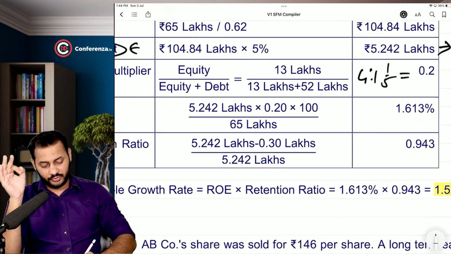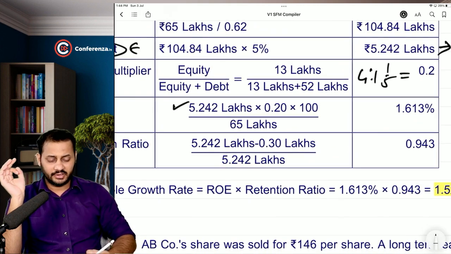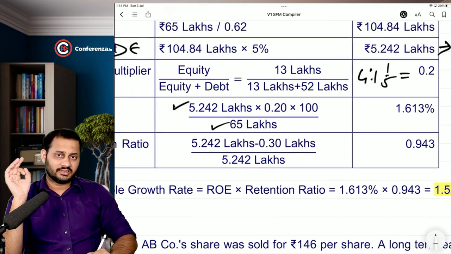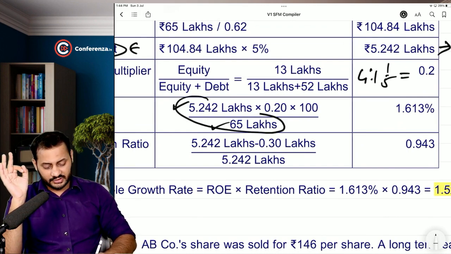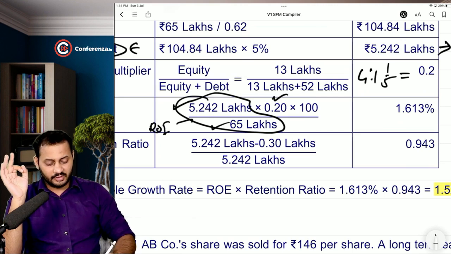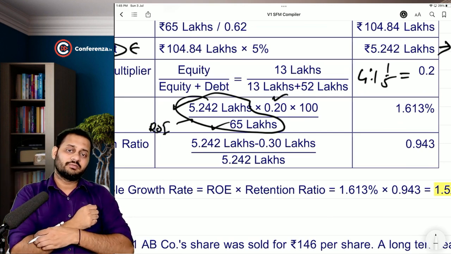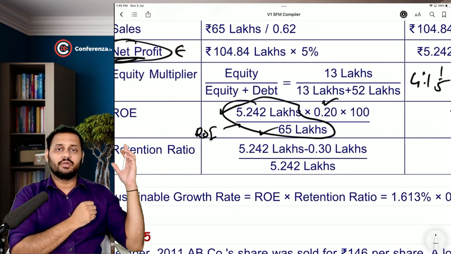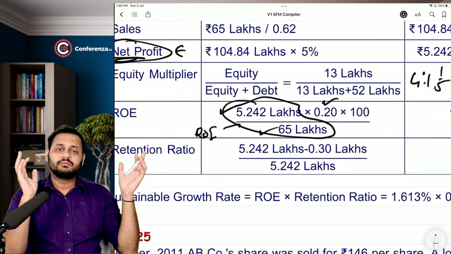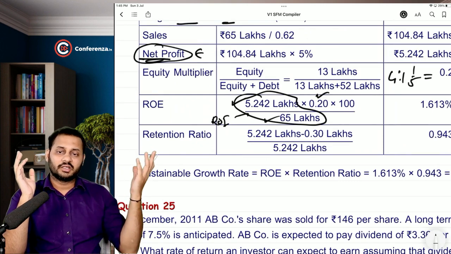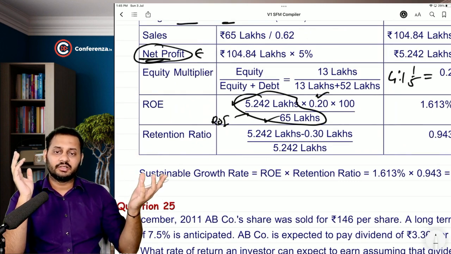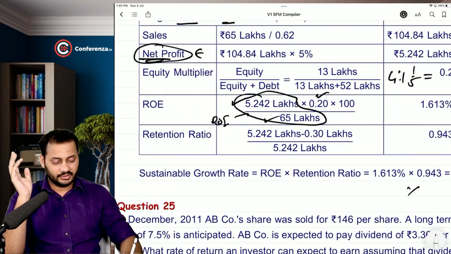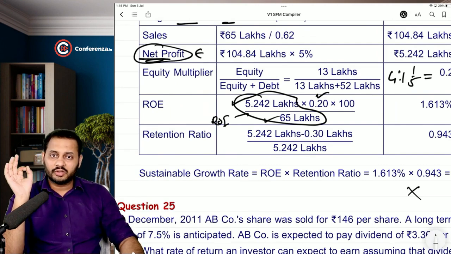See, 5.242 is a profit for equity and debt. 65 lakh is the assets. Total assets means equity and debt. With the help of this figure, which they say is ROI, they are separating 20% of the ROI and calling it ROE, which is also wrong. And this way they are just calculating the retention ratio and then ultimately reaching this point. So ultimately the answer goes wrong, wrong and wrong.